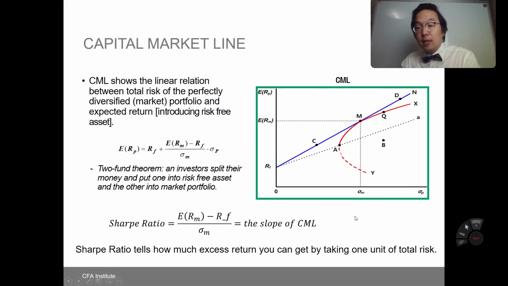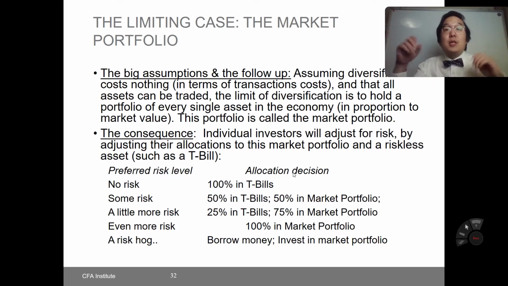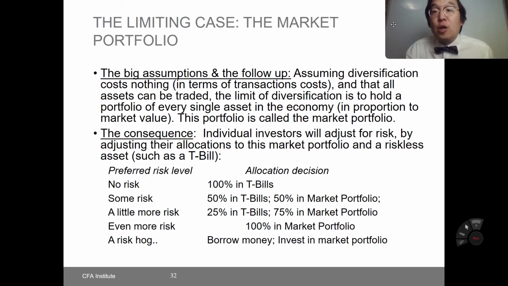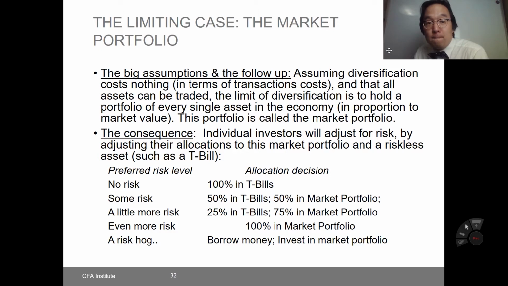Now, move on to the next slide. Limiting case, the market portfolio, the big assumptions, and the follow-up is like this. Assuming diversification costs nothing in terms of transaction costs, etc., and that all assets can be traded, the limit of diversification is to hold a market portfolio, a portfolio of every single asset in the economy in proportion to its market value. This portfolio is called a market portfolio. And the consequence is that individual investors will adjust for risk by adjusting their allocation to this market portfolio and the riskless asset, such as T-bill rate, right?